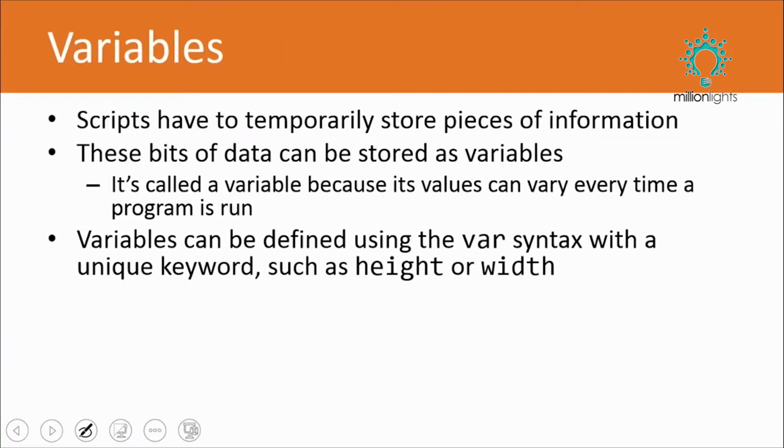All right. Another thing that's really important with JavaScript is understanding variables. Scripts have to temporarily store pieces of information like your first name, your last name, your date of birth, anything else that you might use when you're playing a video game or doing something like that. These bits of data, they're stored as variables. They're called variables because those values can vary based on whoever happens to be using an application or a website, and you might even change those variables each time that you use a website or an app. Variables are simply defined with the var syntax with a unique keyword such as height or width, right?